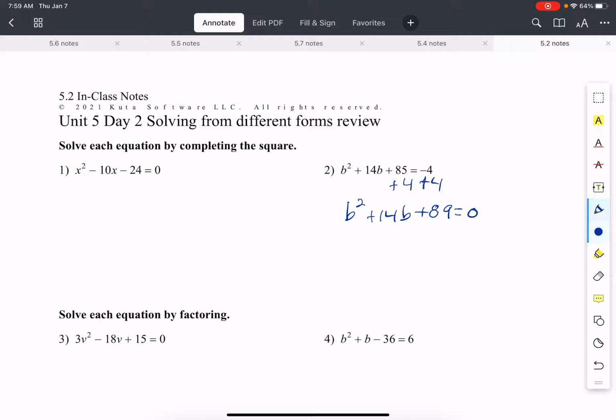Okay, now we're going to review all 4 types of solving today. So solve each equation on this one by completing the square. That's the one you guys usually like the best. That's our vertex form, our extra box. Okay, so I'm going to start by drawing my extra box, putting in my x squared. What's next?